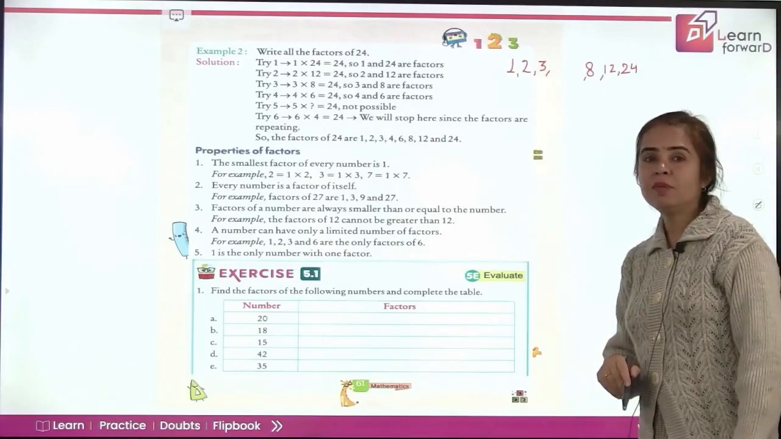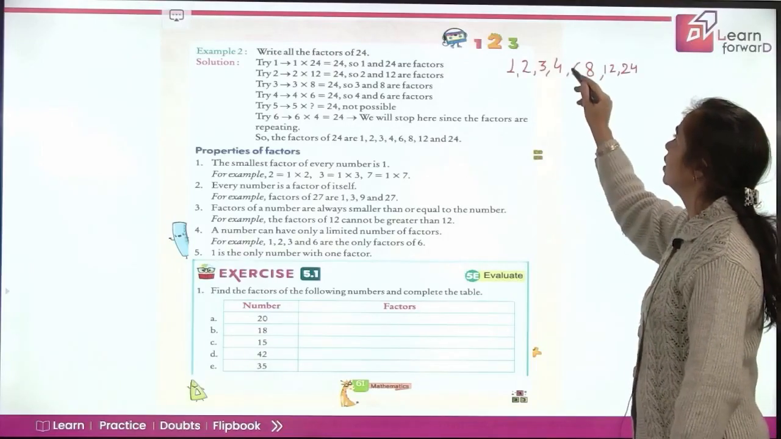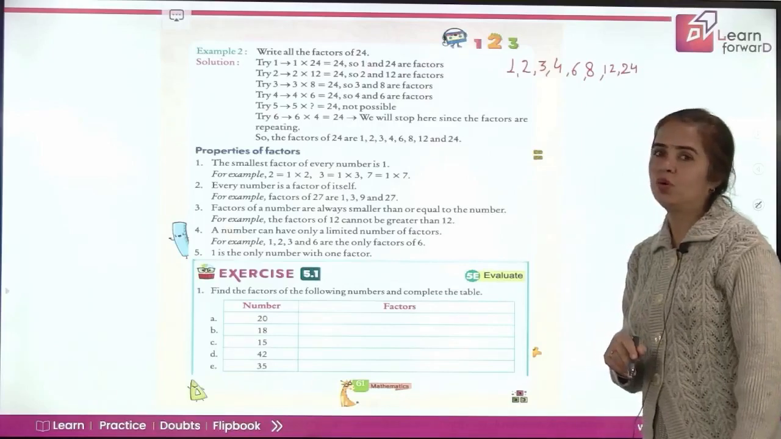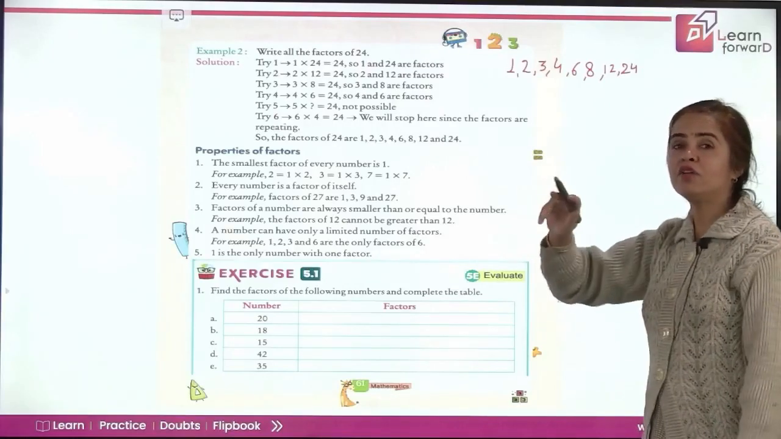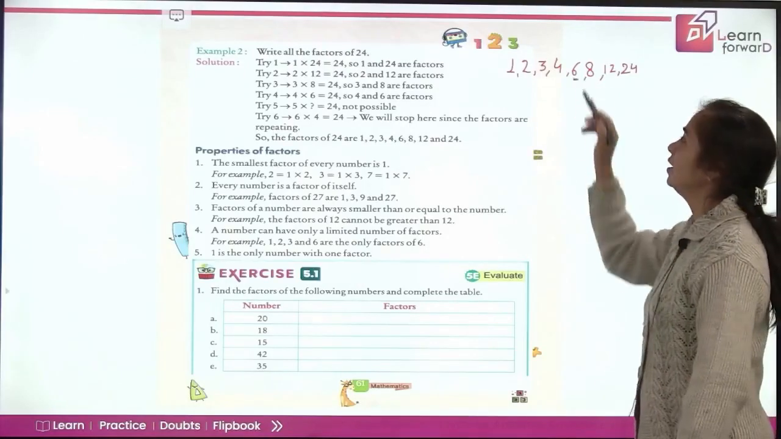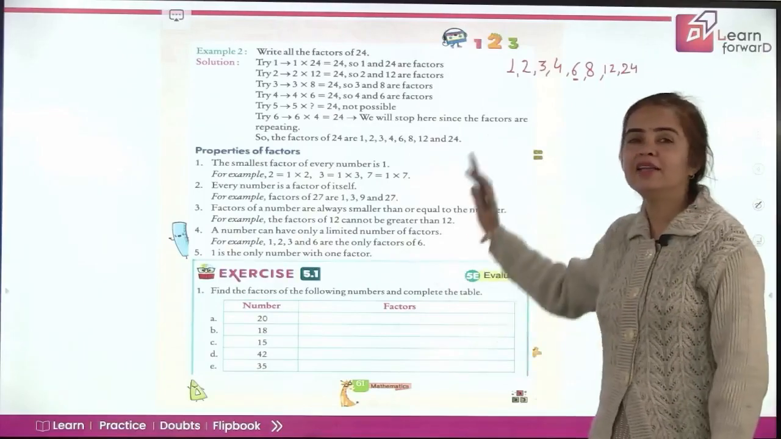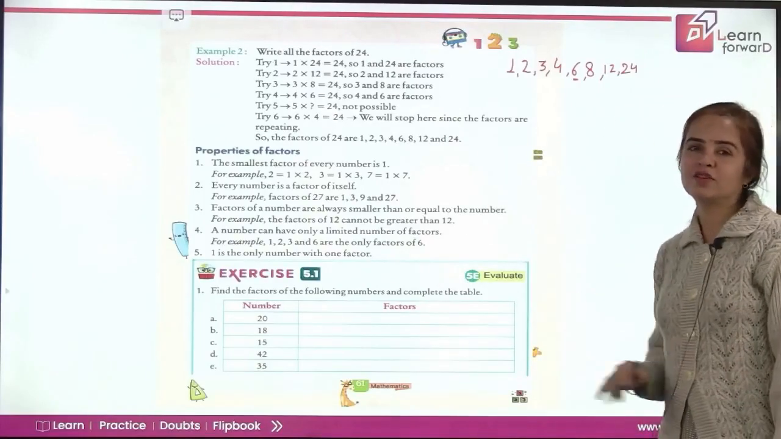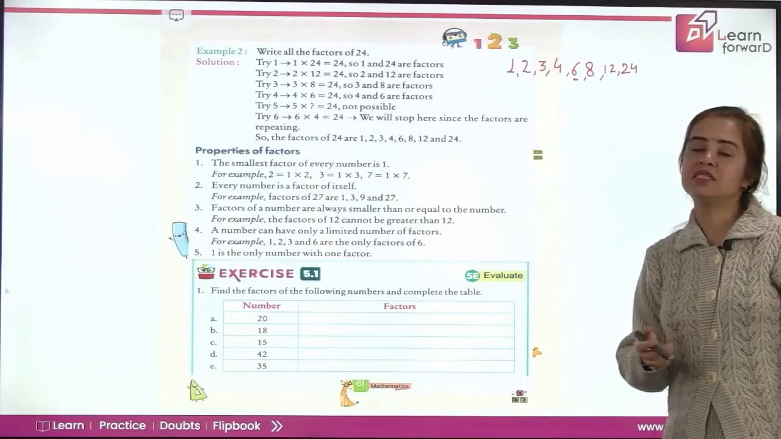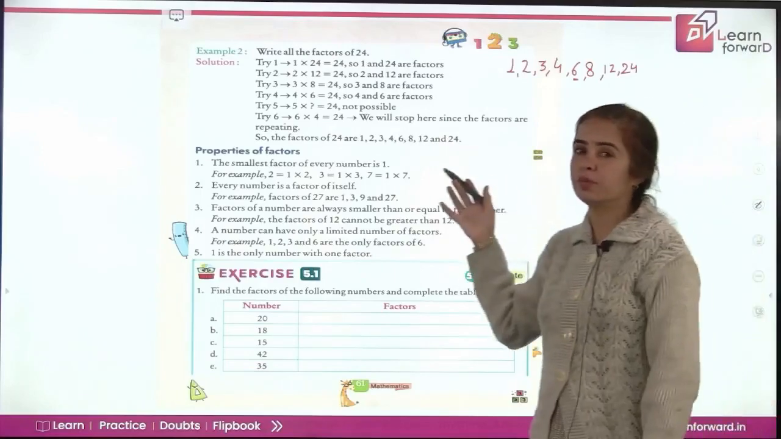Is it divisible by 4? Yes. 4 6s are 24. Is it divisible by 5? No, not divisible. Now after 5, what is the next number you should check? 6, which is already here in the list. So you will stop the check here and the list of all the factors of 24 is here with you. I am sure this will be easy for you to do. Okay. Now we'll try this with some questions ahead.